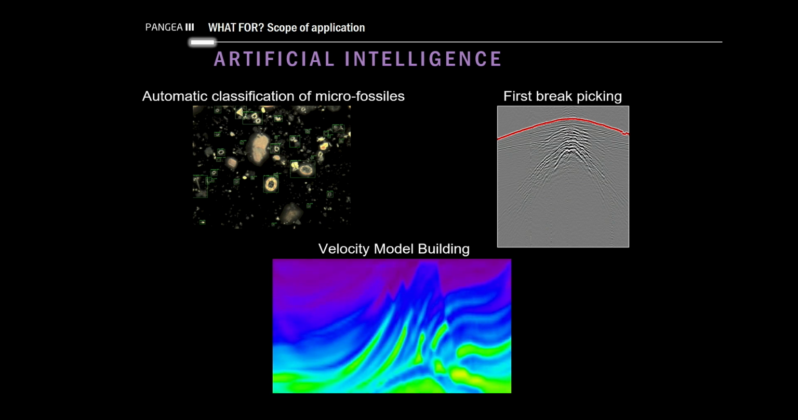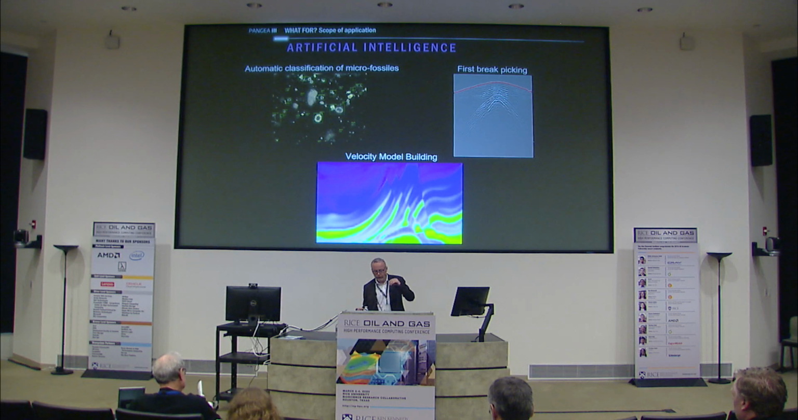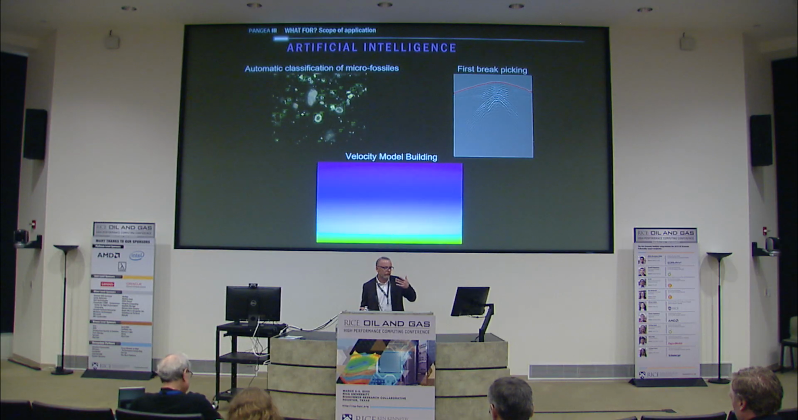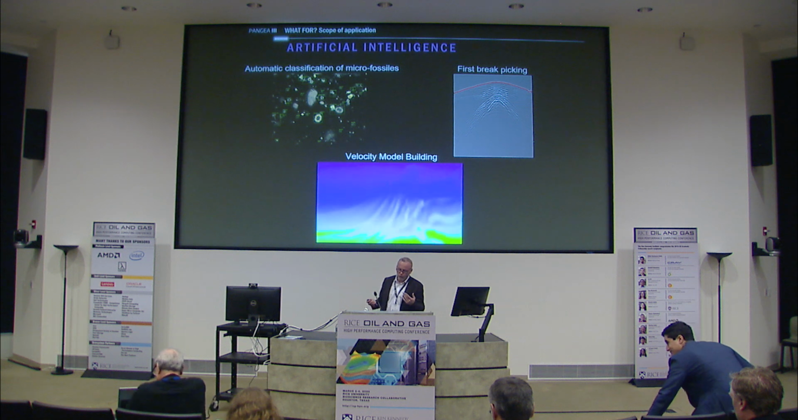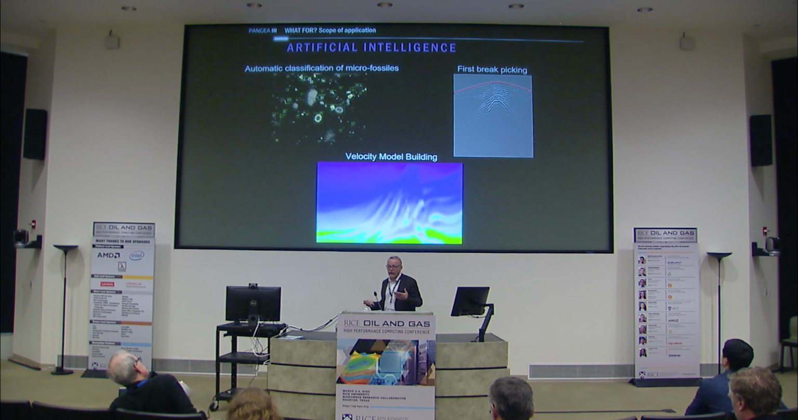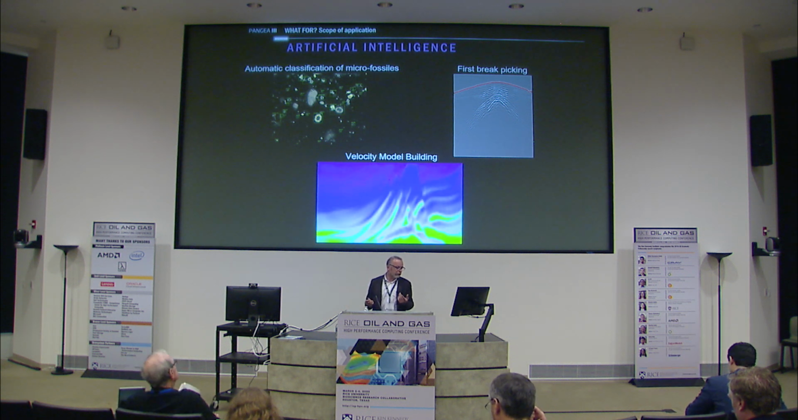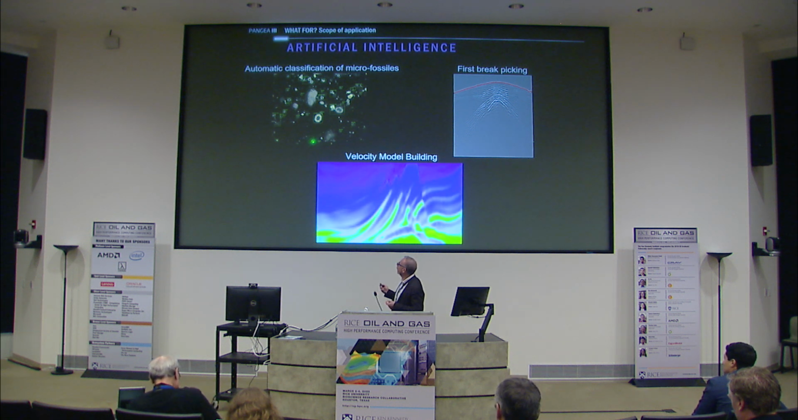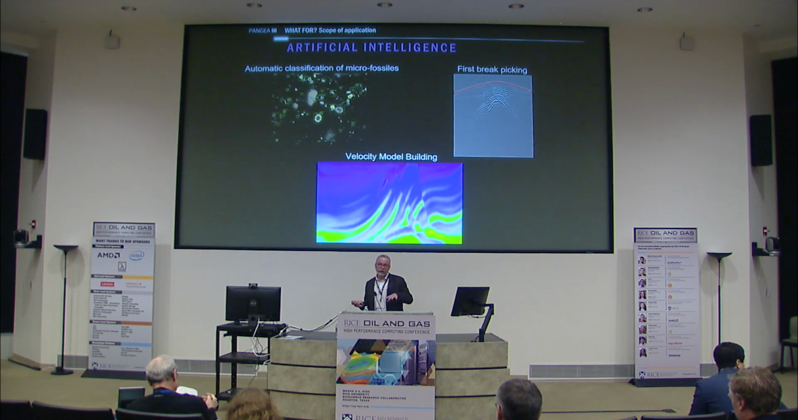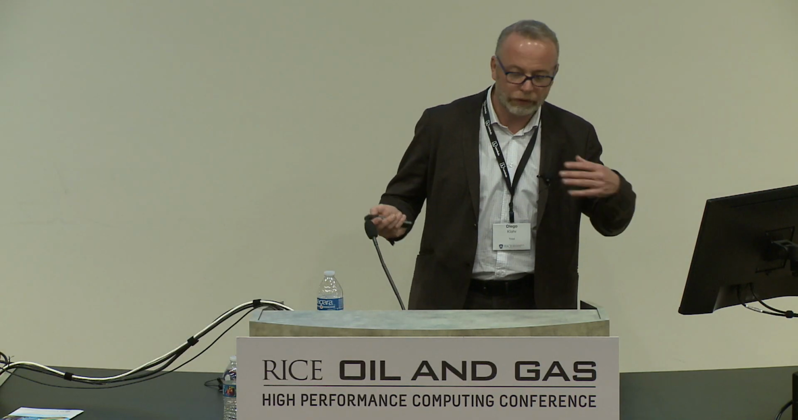The first one is about automatic classification of microfossils. During the drilling of the well, we extract some cores and we analyze them and do biostratigraphy to get the age of the rocks. For that, we have to recognize and count the different microfossils, as you can see here. And now we are able to do that automatically on the system using AI.